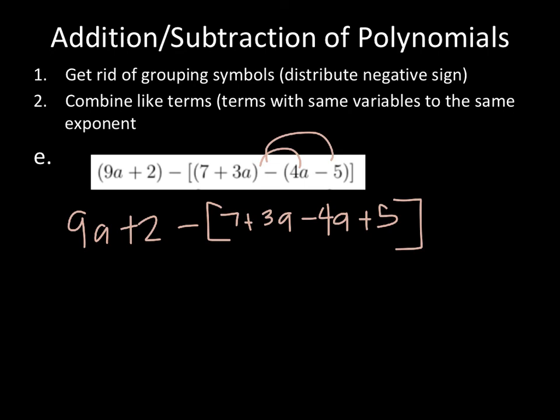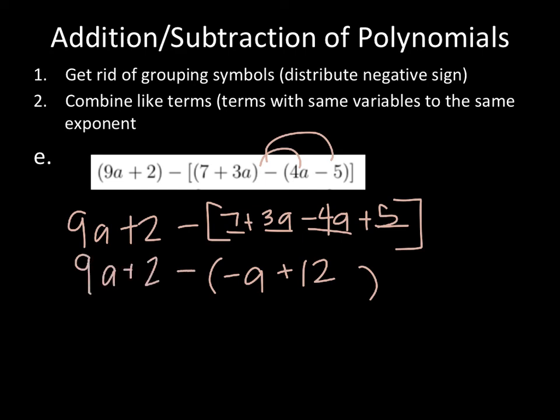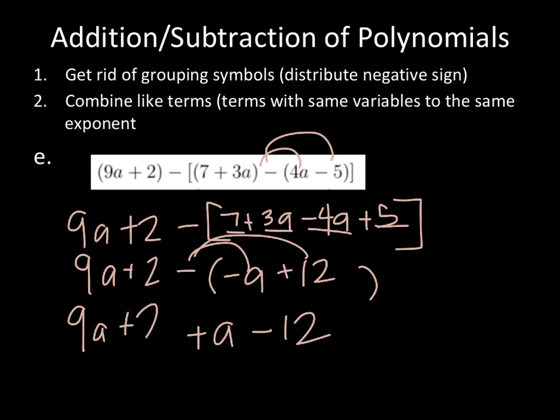Okay, from there, I'll simplify what's in this bracket. 3a minus 4a is a negative a. 7 plus 5, we have 12. Over here, 9a plus 2 minus that. I'm going to do one more step of distributing the negative, changing the sign of these two. So I'm going to change it to plus a minus 12, rewriting what I have in the front. Okay, this is 9a, not 99, plus 2.